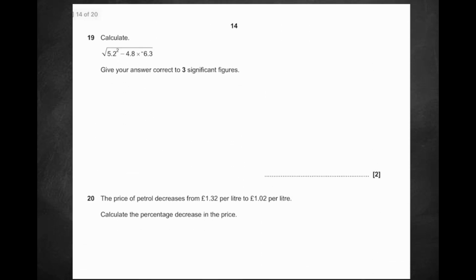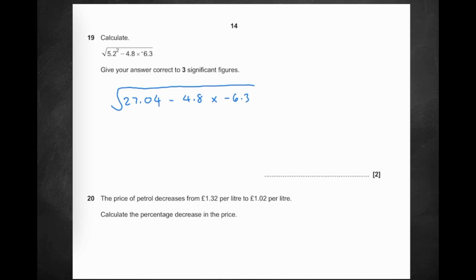Question 19. Calculate the square root of (5.2 squared minus 4.8 times minus 6.3). So I'm going to do this on my calculator, but I'll do it in steps. So what I'm going to do is the 5.2 squared first, and that is 27.04. I'll leave the 4.8 where it was, and the times minus 6.3, like that. Next, I'm going to do the minus 6.3 times the minus 4.8.